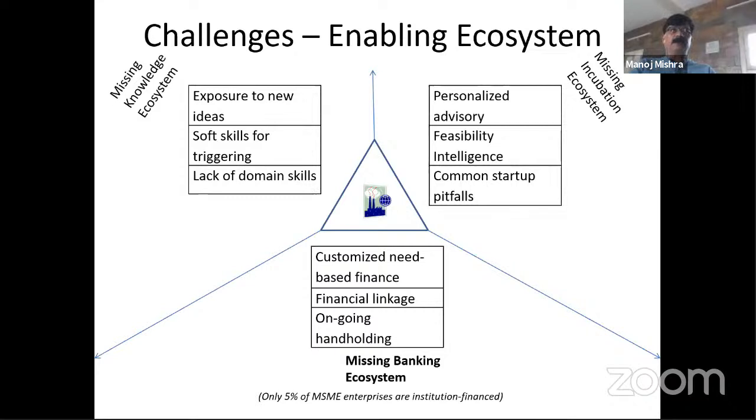I'm aware of one such pilot which was done some years back by the Sardar Krushinagar Agriculture University. That was related to agri-information services on the decision support system of the farmers. And that decision support system had built-in criteria of exposure, soft skills development, and domain. I'm not aware of what the actual outcome was, but that's the kind of knowledge ecosystem I'm trying to emphasize.